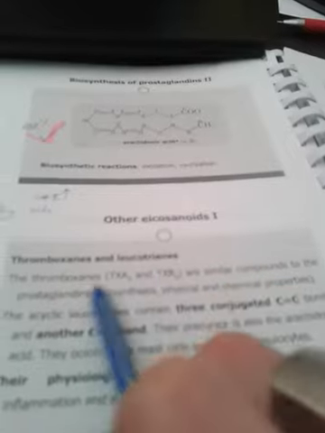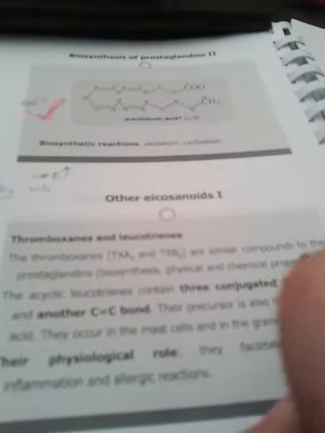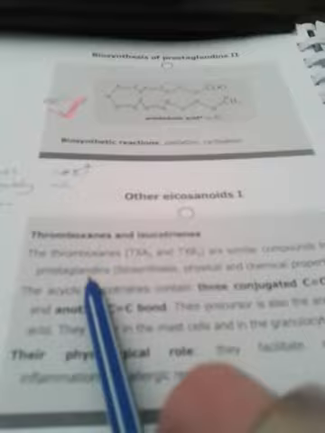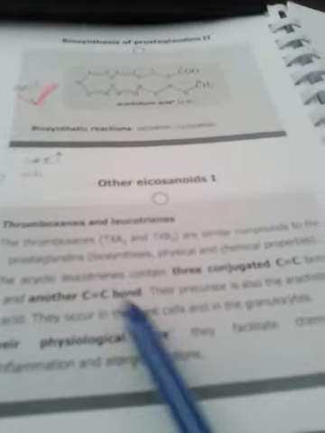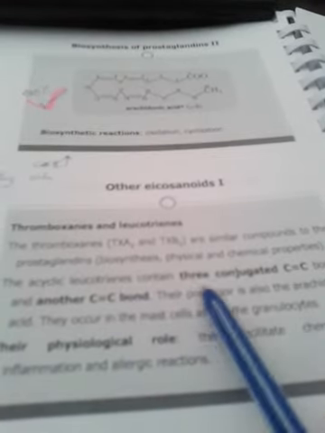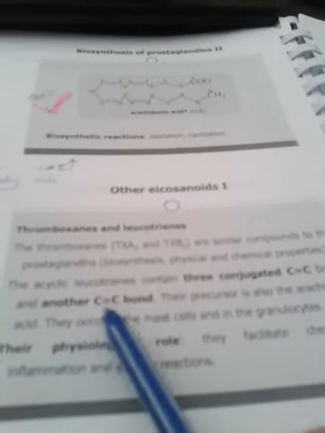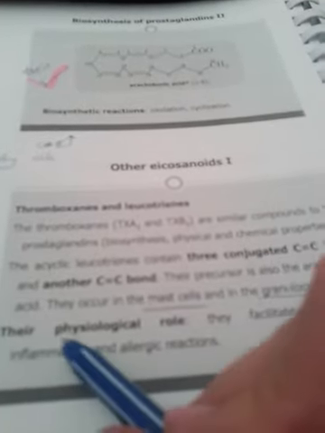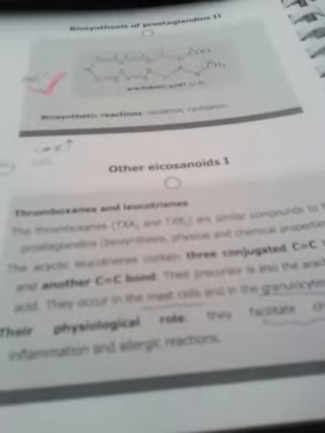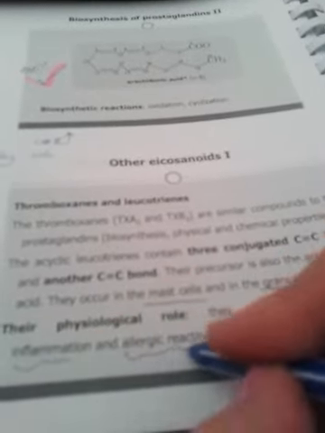Now we want to go to other eicosanoids. The COX is finished, now we want to go to LOX. The thromboxanes and leukotrienes. Thromboxane A2 and B2 are similar compounds to the prostaglandins because both of them have arachidonic acid as the mother. The acyclic leukotriene contains three conjugated double bonds and another double bond. Their precursor is arachidonic acid. They occur in mast cells and granulocytes. Their physiological role is to facilitate chemotaxis, inflammation and allergic reaction.